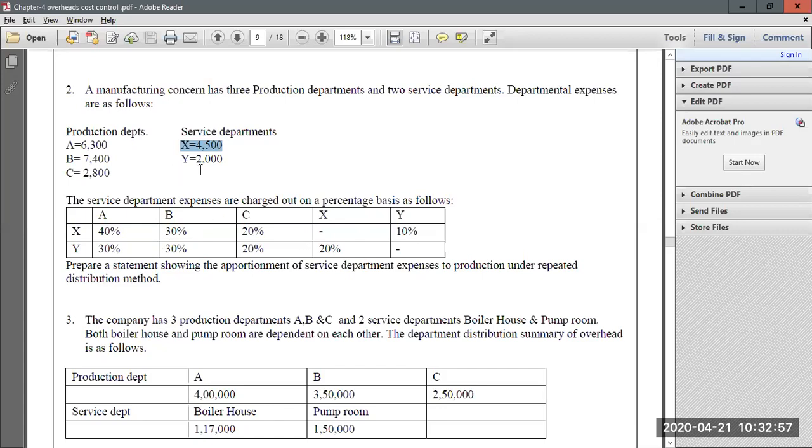Similarly for department Y, whenever you are apportioning the overhead cost of service department Y to departments A, B, C, and X, it has to be allocated in the percentage of 30%, 30%, 20%, and 20%. So as a ratio, it will be 3:3:2:2. This is the information they have given. Now we will understand how to do the secondary distribution under the repeated redistribution method.